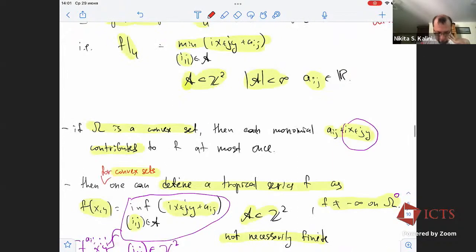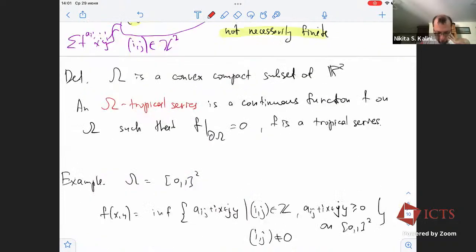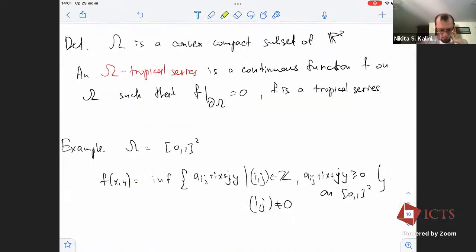I need one more definition. Okay, so let omega again be a convex compact subset of R^2. Then an omega tropical series is a continuous function f on omega, such that on the boundary it is zero, and f is a tropical series. So I add one more condition, that on the boundary of my omega, this function should be zero.